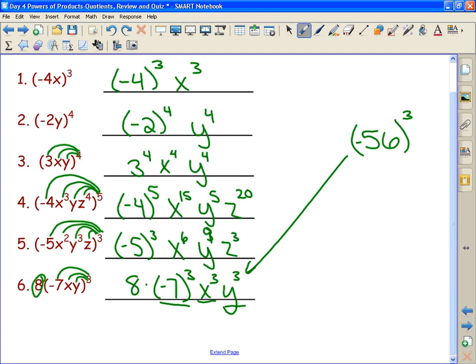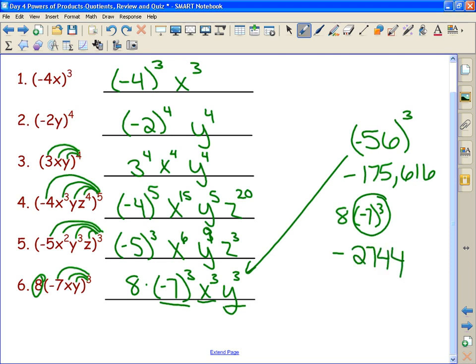Okay. And here's where I'm going to use my calculator. If I were to do that, I would get negative 175,616. Now if I were to punch that into my calculator the way that I see it, if I were to type in 8 times negative 7 to the 3rd power and do this all as 1, I get negative 2,744.